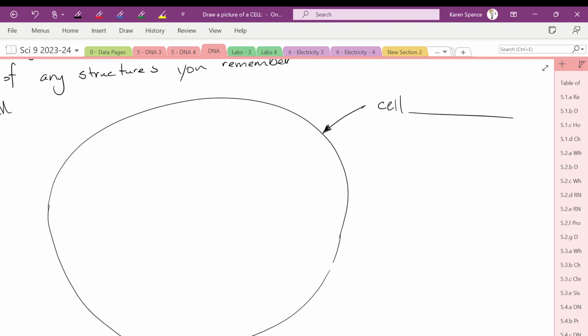Maybe? It's a longer word than wall. Membrane. Chat with your partner, decide what you think or what you remember that the cell membrane does for the cell. What is its purpose?